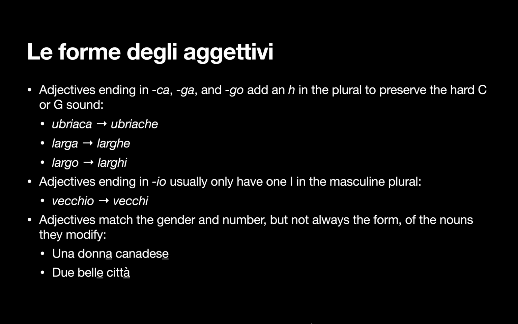So you can say, sì, una donna canadese. Donna is feminine singular, and canadese is also feminine singular, but they don't both end with an a. Same with due belle città. In this case, città, the noun city, is feminine plural because there are due. Città doesn't change in the singular or the plural, but you can tell that in this case it's plural because of the due. And belle is also feminine plural here, but does not have the same ending as città. So keep that in mind as you're using adjectives, that it's pretty common that the gender and number will be the same between the adjective and the noun, but the forms may look different and sound different.